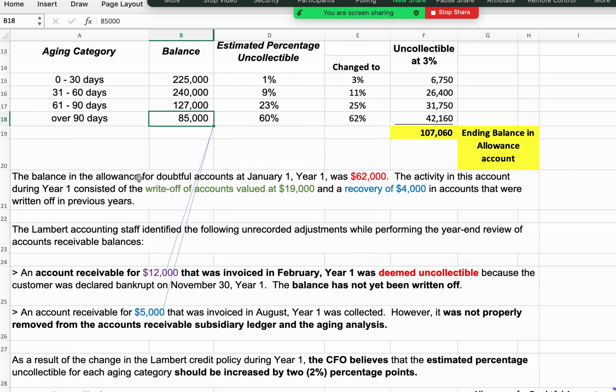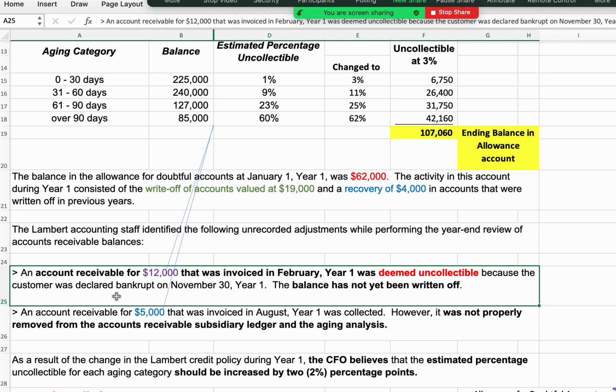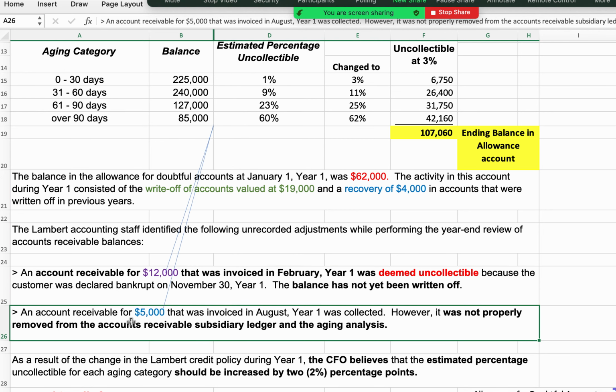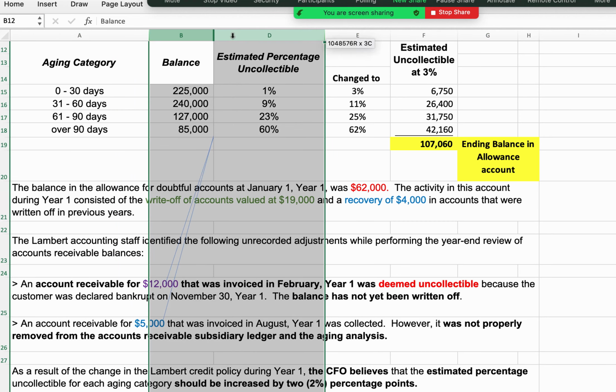The only part of this problem that's tricky, most of it's pretty straightforward, and I think most of you would get through it quickly, but the only part that's a little tricky is right here. We have to pay attention to the date at which the account was deemed uncollectible, or the date at which we collected it. Now recognize that when we collect the money, that removes it from the uncollectible account. So it's also going to be a negative.